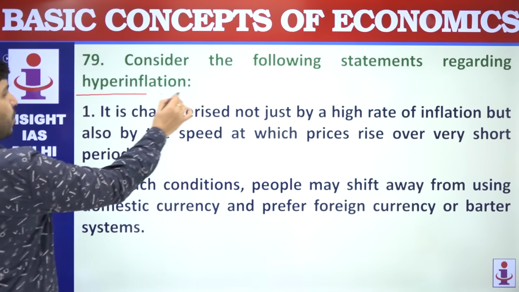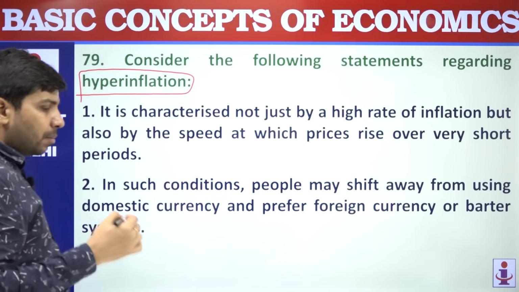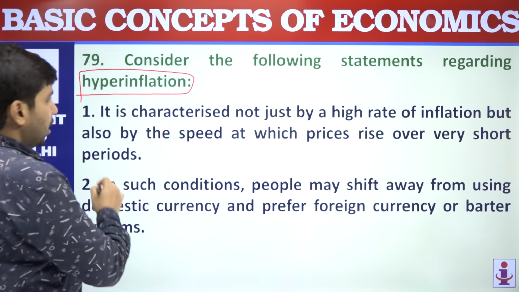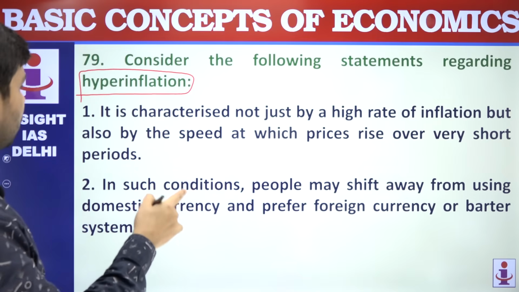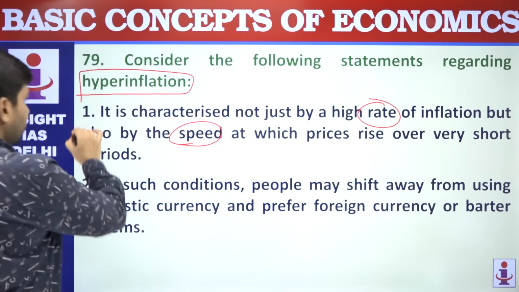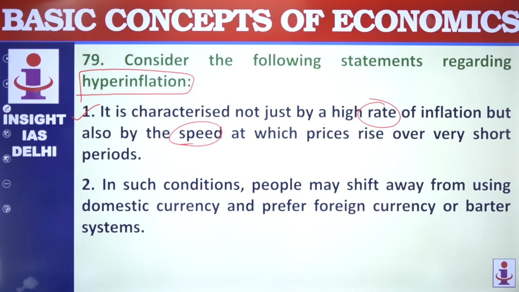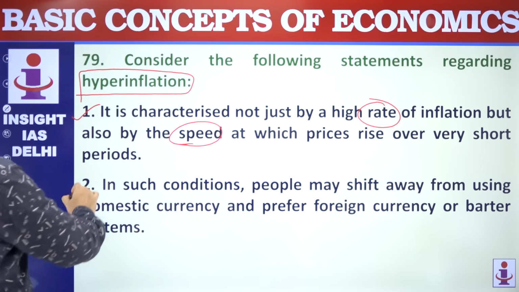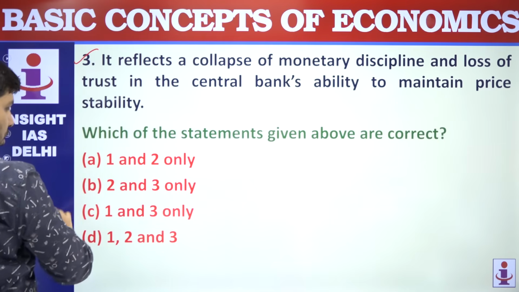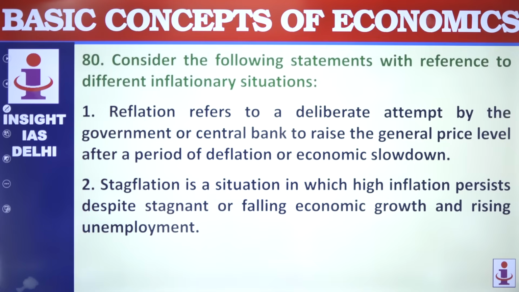Hyperinflation is inflation where money loses its value very fast in a very short period of time. Not just the high rate of inflation, but also the speed. Not only rate, but also speed, both matter in hyperinflation. People may shift away from using domestic currency and prefer foreign currency. Yes, this is correct. It reflects a collapse of monetary discipline and loss of trust in the central bank's ability. Yes, this is also correct. 1, 2, and 3, all three are correct.